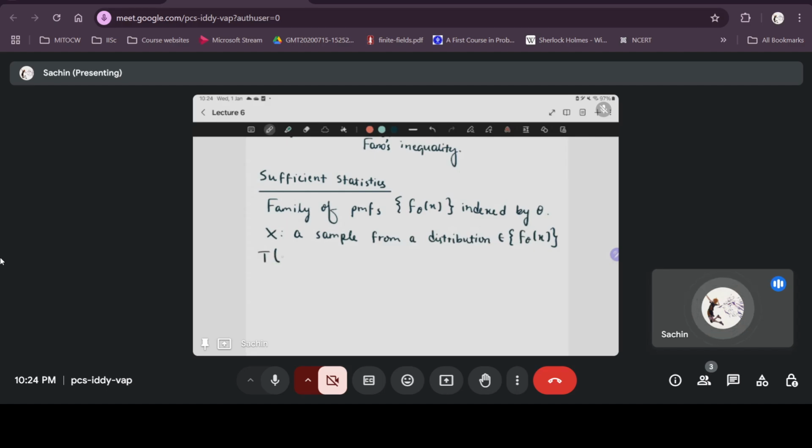Then you have some function of x, say T of x, which is a function of this sample. And that is called a statistic.